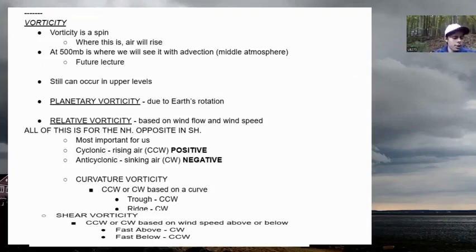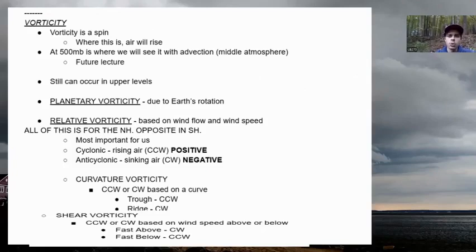We can still have vorticity in the upper levels though, which is really what we can know because if there's a jet streak, we can have vorticity. There's two types of vorticity, planetary and relative. Planetary, we're not going to talk about that much right now. That's due to Earth's rotation. Relative, though, is what we really will discuss.